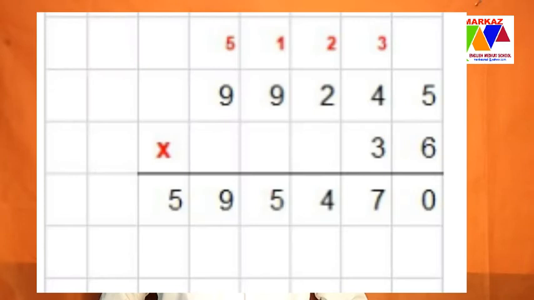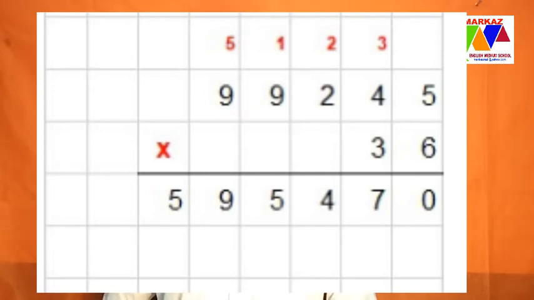6 into 5 is equal to 30. Write 0 in the answer line, 3 in the next place. 6 into 4, 24, plus 3, 27. Again, write 7 in the answer line, 2 in the next place. 6 into 2 is equal to 12. 12 plus 2, 14. 6 into 9, 54, plus 1, 55. Again 6 into 9, 54, plus 5 is equal to 59.